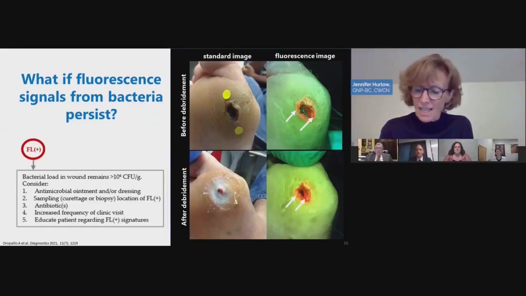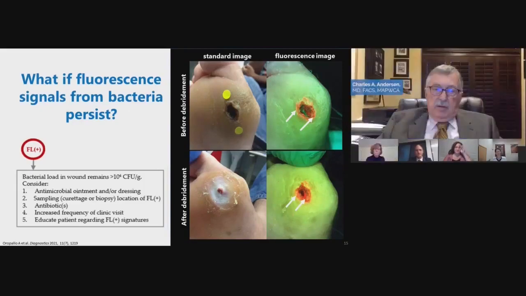Just an additional comment. This is Chuck Anderson. Not only does it help us decide what dressing we're going to use, whether or not we need an antibacterial dressing, but oftentimes that information can tell us what we don't want to do. So, for example, if we have persistent bacteria, we would not put on a biologic tissue at that point in time. We would continue treatment until we had a wound that didn't fluoresce, and then that would be the setting where we would move ahead with more advanced therapies.